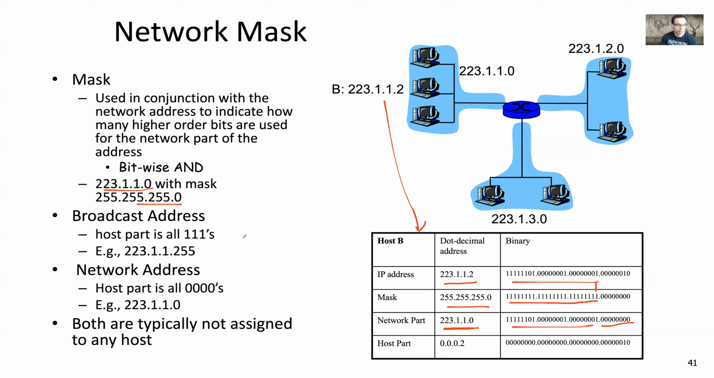As you'll see later, the /x, the x can be variable essentially. X doesn't have to be 24. It can be 23. It can be 21. It can be 25, right? And then whatever remains, if you subtract the network part from the IP address, whatever is left behind becomes the host part effectively, right?